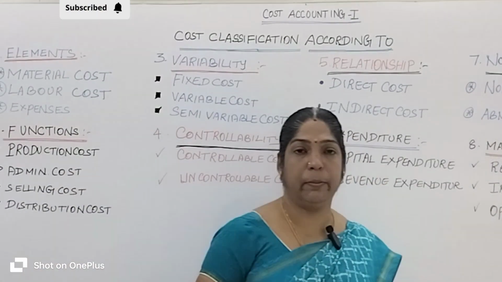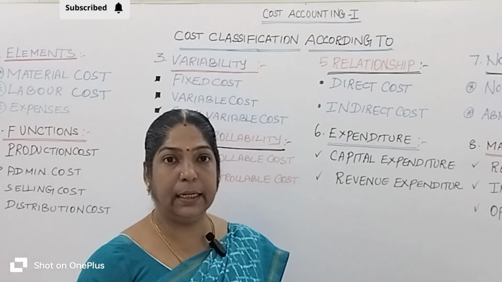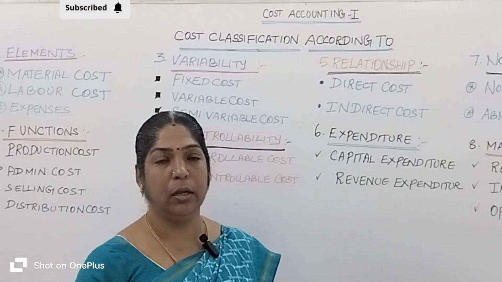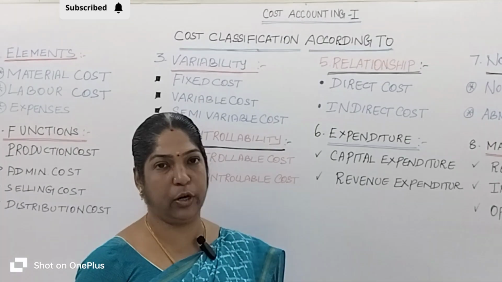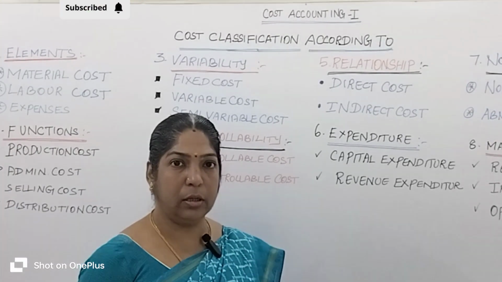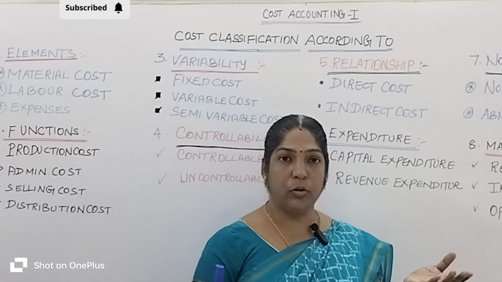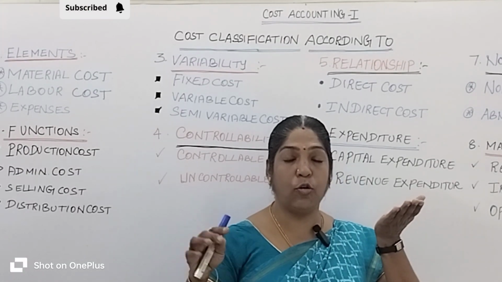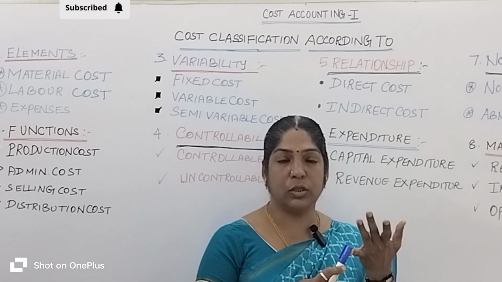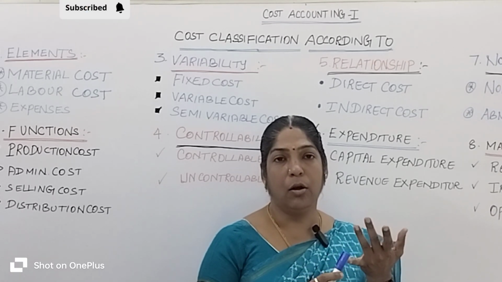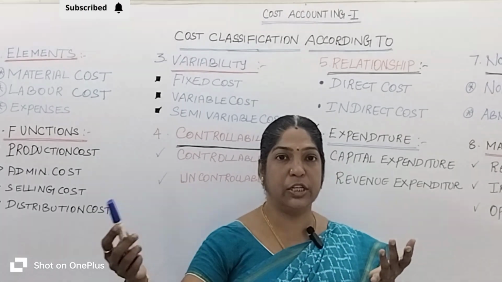Variable cost is nothing but a cost that changes directly proportional to the level of production. The variable cost per unit is constant, but the total variable cost will change with the level of output.